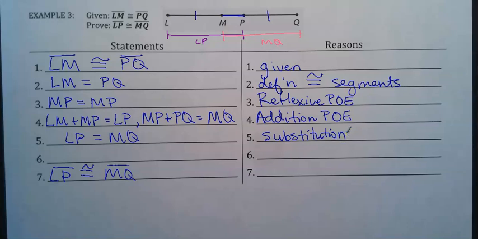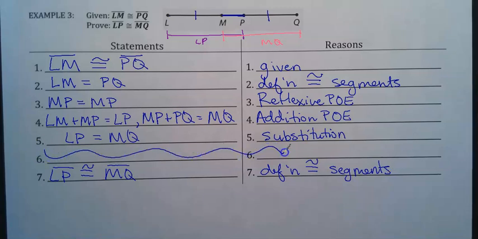And then because we know that the measure of LP is equal to the measure of MQ, we know the segment LP is congruent to segment MQ, which goes back to that definition of congruent segments. All right. So we kind of skipped number 6. Again, the book had it. Sometimes I don't always agree with the book that we have to have as many reasons as they do. So I think that you could get there just like that and it would be okay.